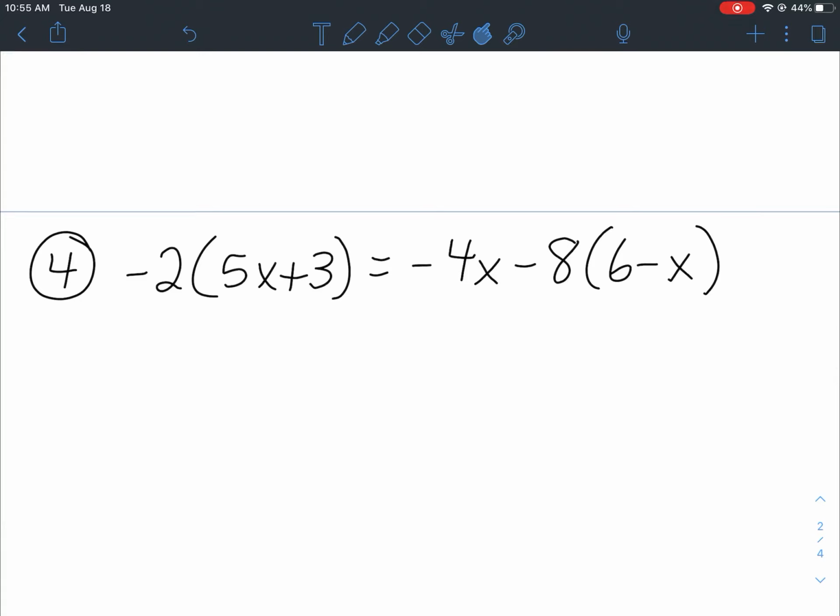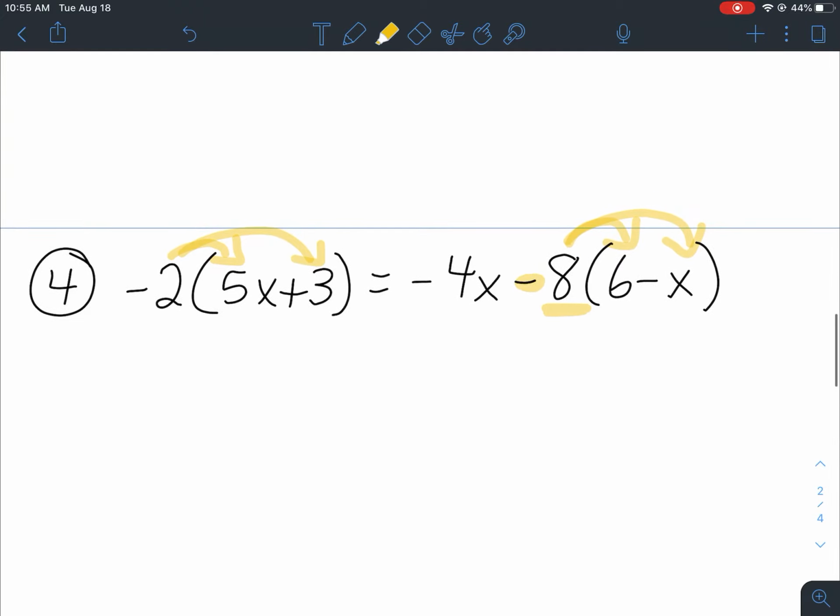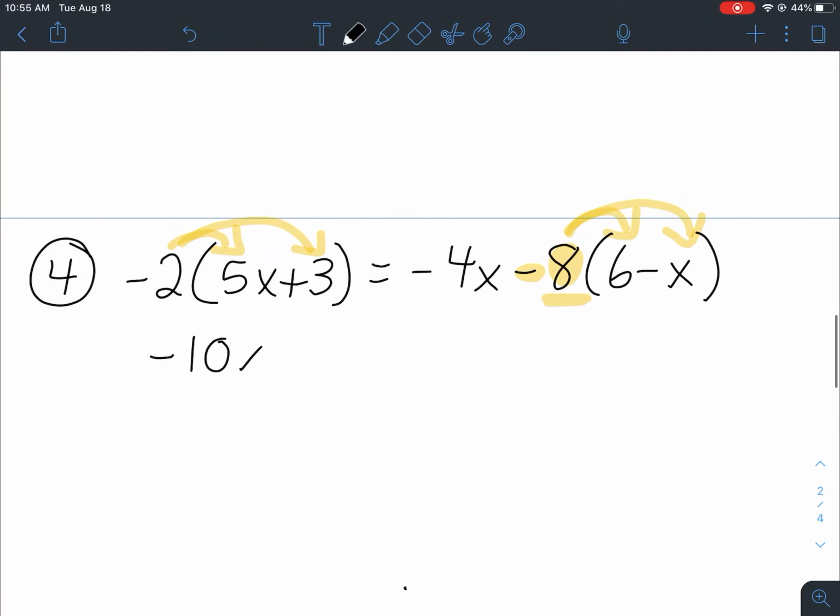Okay, so taking a look at this problem right here, I see some distributing. That's always our first step. This definitely has to be distributed, and then I also have to distribute this -8 to those parentheses. I'm always keeping the sign that's to the left of the number with this number. So when I distribute on the left side here, -2 times 5x is -10x. -2 times 3 is -6.